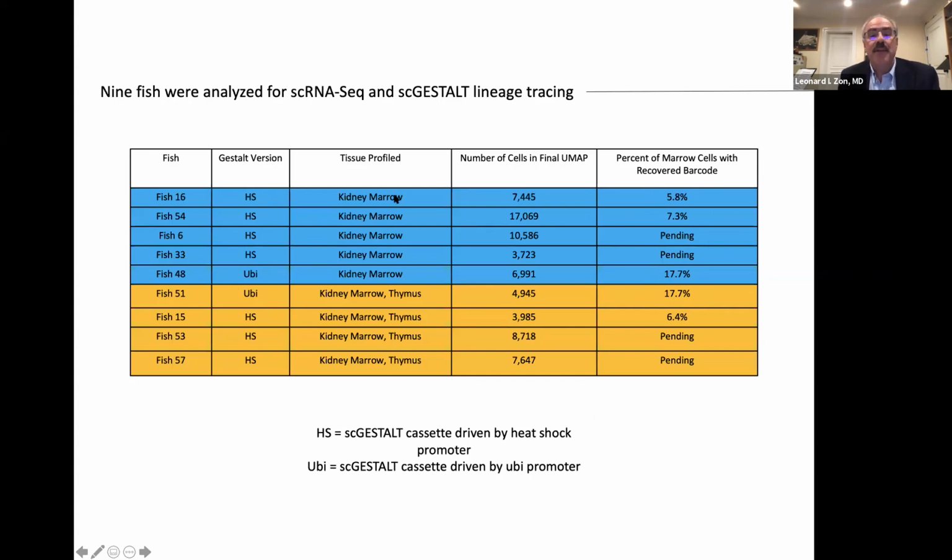Now we can examine the marrow, but we can also examine the thymus and look at the relationship of the marrow to the thymus. And you can see we get substantial numbers of barcodes in any case, which is very, very exciting.